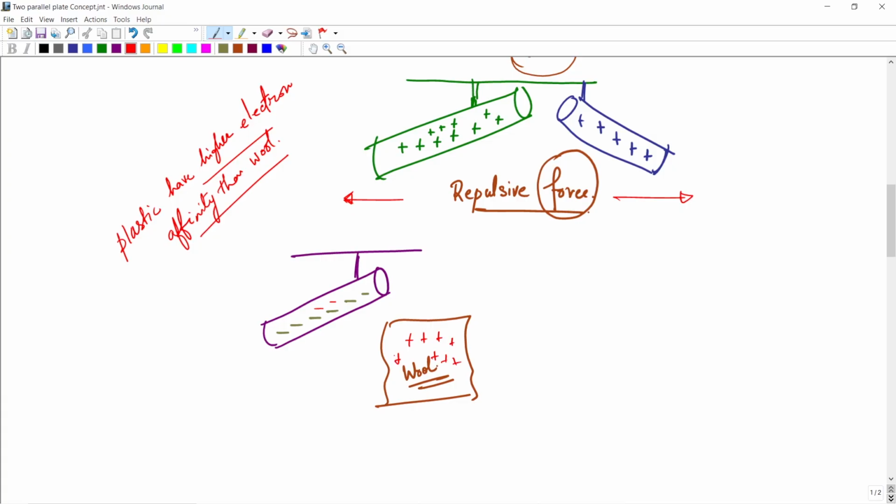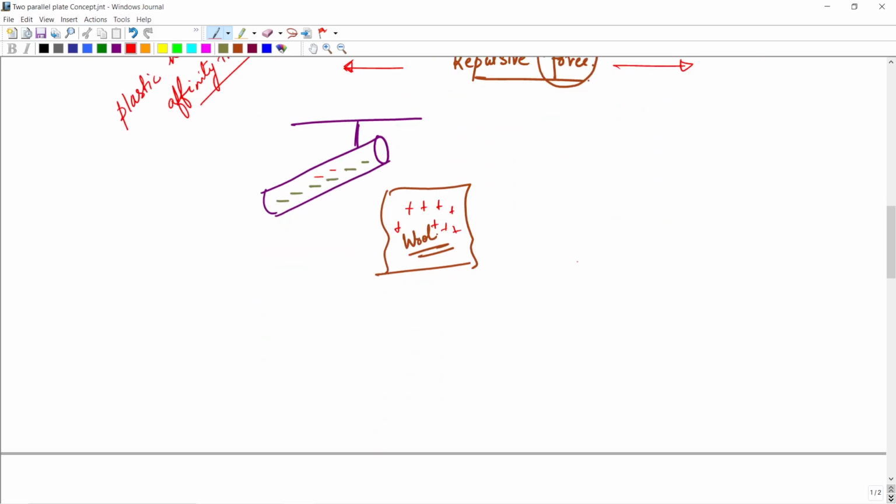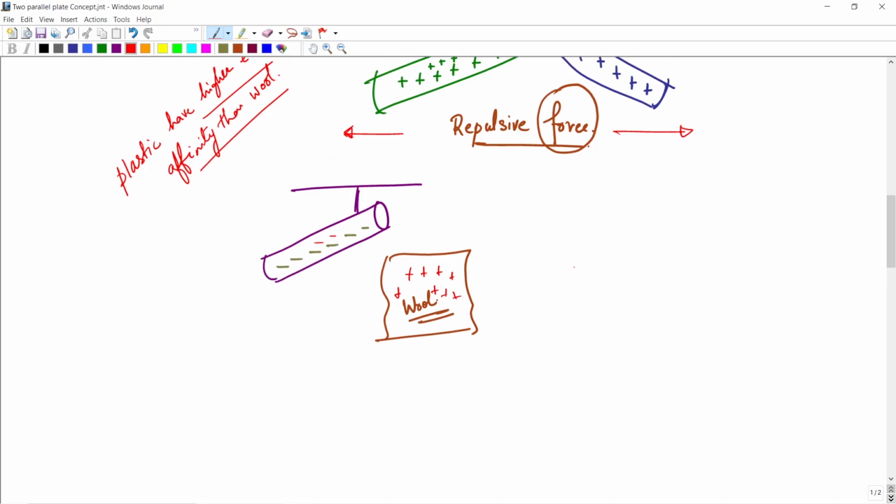If two plastics are very near to each other, we get some repulsive force, because we know that like charges repel each other. Okay, now next we're doing the glass rod and plastic rod close to each other.